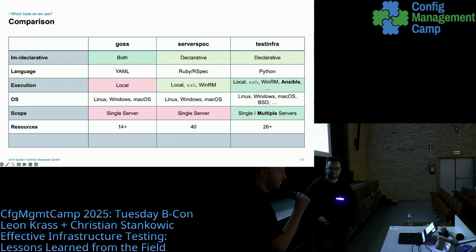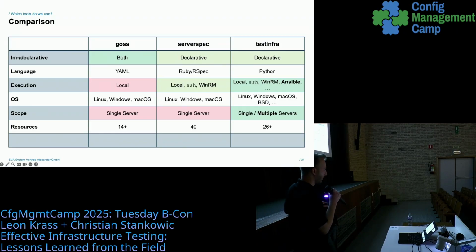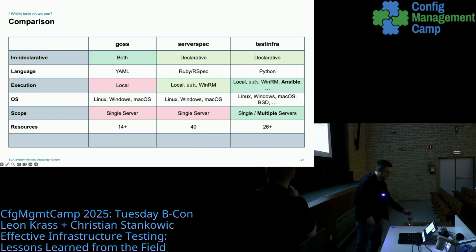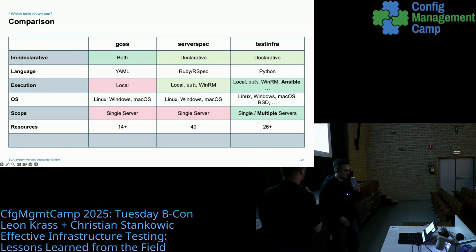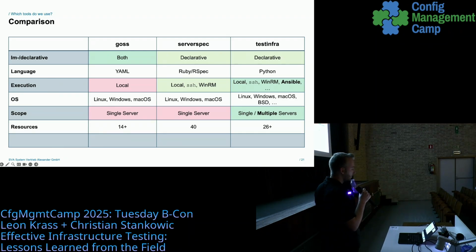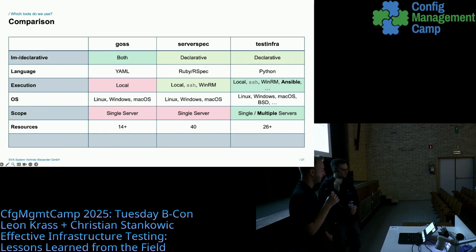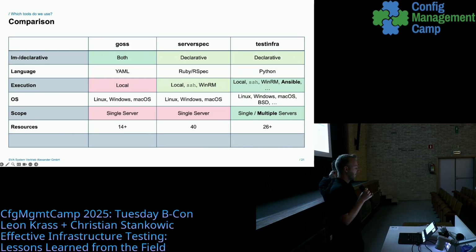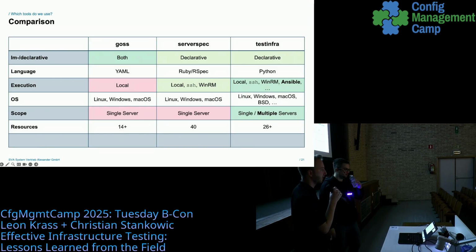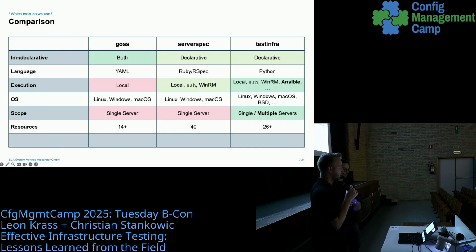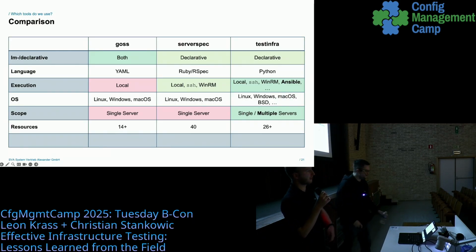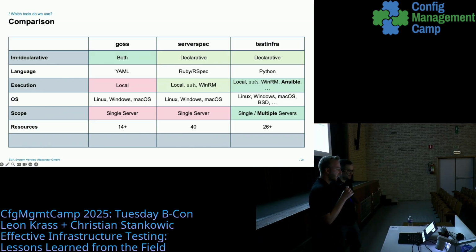So to wrap things up, we have had goss, serverspec, and testinfra. Goss is the only one which also supports an imperative approach. Goss is based on YAML, serverspec on RSpec or Ruby, testinfra on Python. A downside of Goss is that you can only execute it locally. Serverspec can also be executed via SSH and WinRM, and testinfra also offers Ansible and a bunch of other invocation methods.